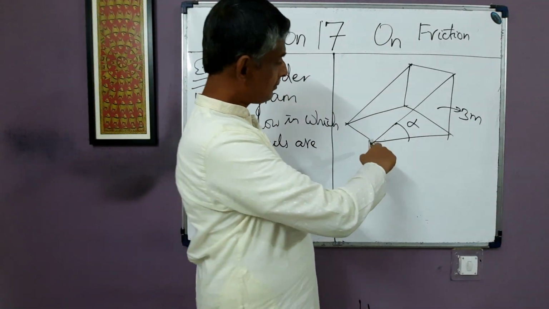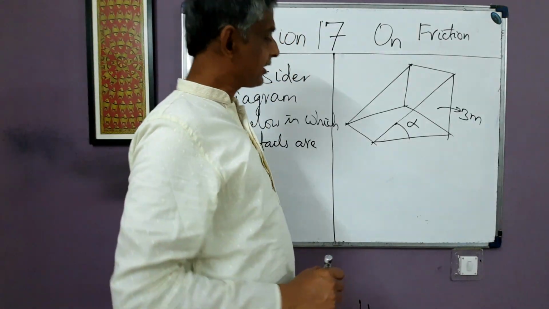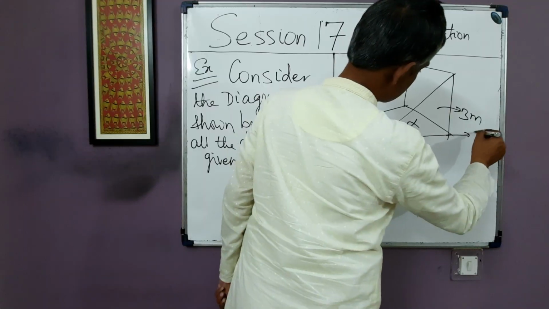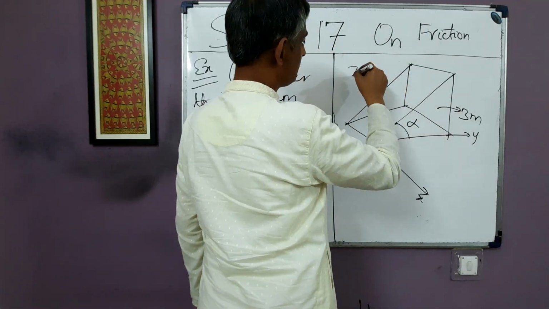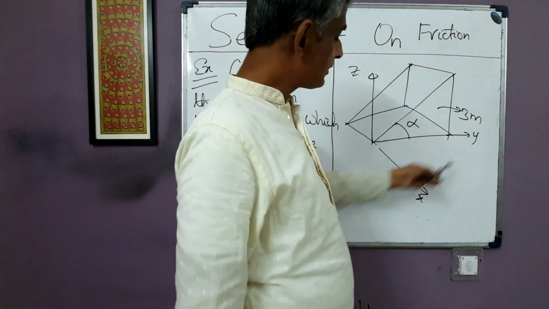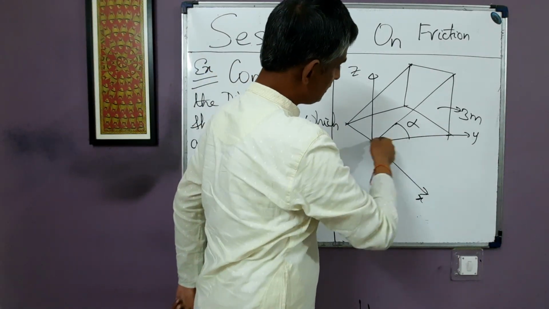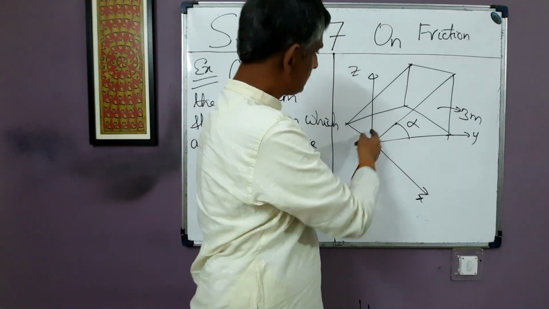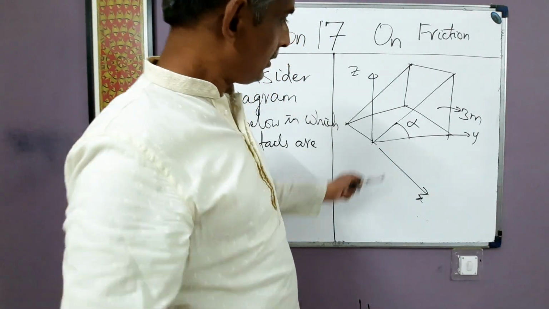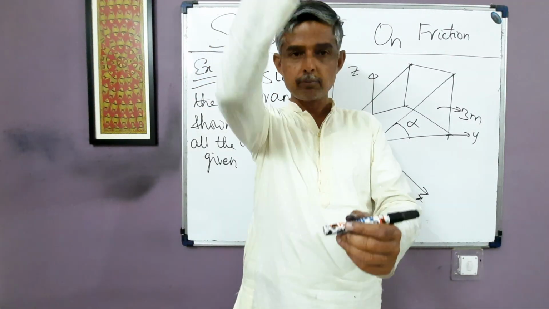This wedge is placed over a smooth horizontal surface which is taken to be the xy plane. X-axis is this, y-axis is this, so z-axis is vertically upward. I hope you understand what I am saying here. This is the smooth horizontal surface. In 3D view it is like this: x is this, y is this, z is upward.